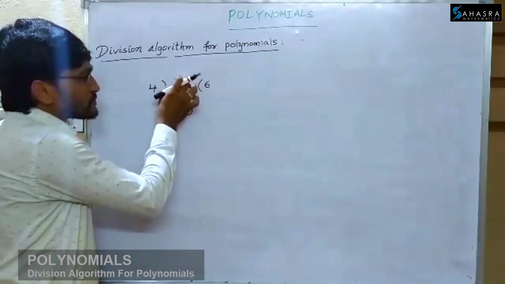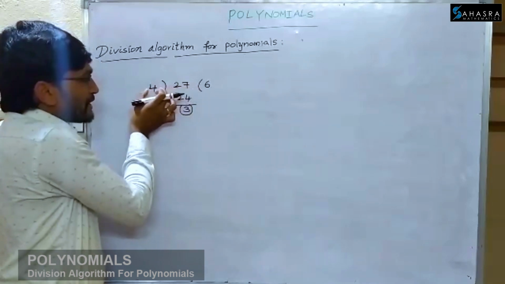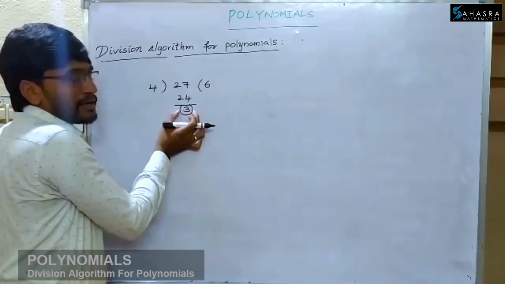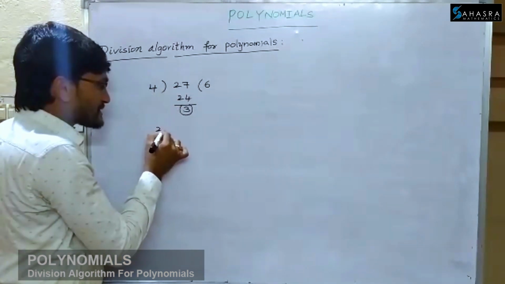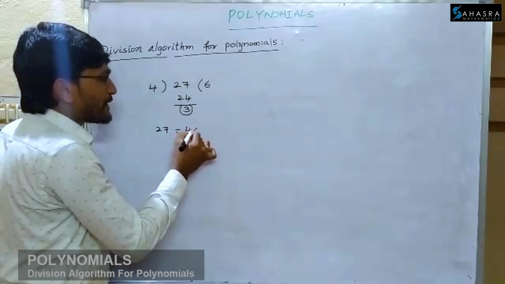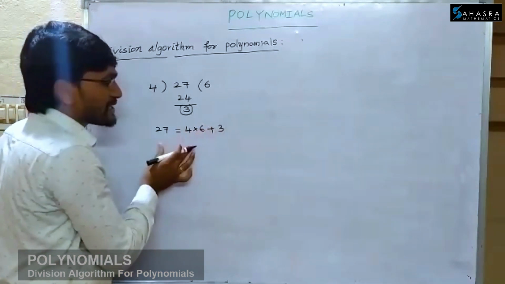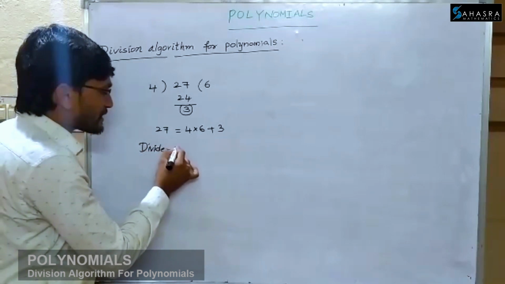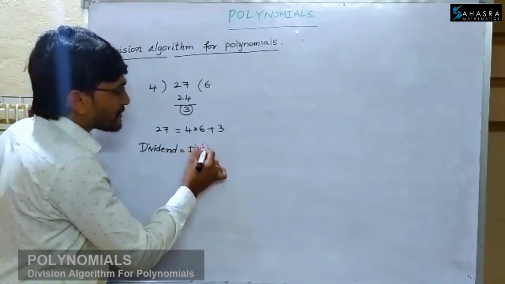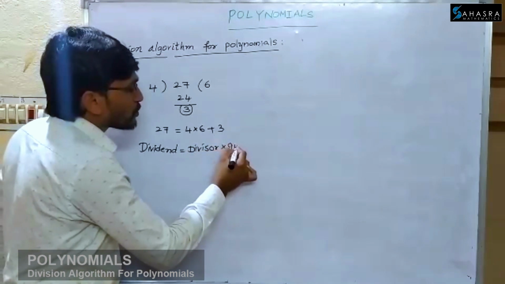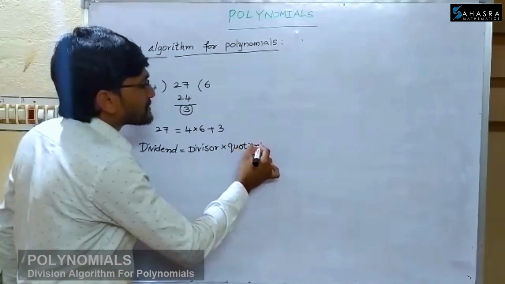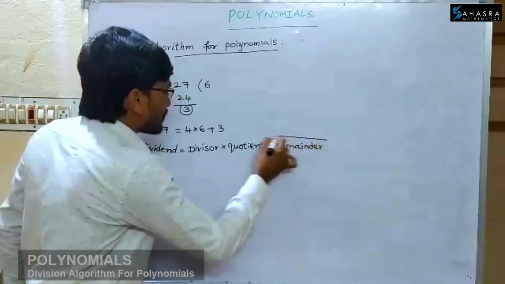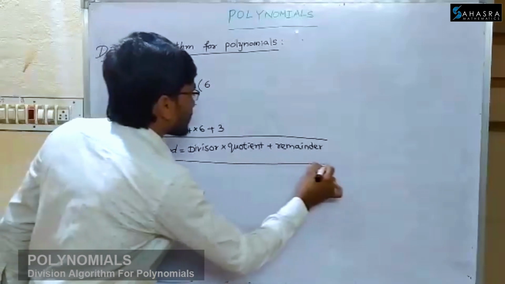So this 27 is called dividend. 4 is called divisor. 6 is called quotient. 3 is called remainder. So now this 27 can be written as 4 into 6 plus 3. Nothing but dividend is equal to divisor into quotient plus remainder. This is called division algorithm.